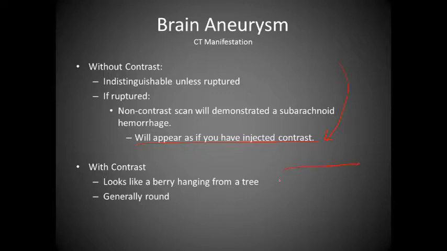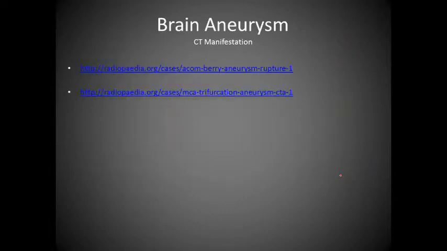With contrast, it can look like a berry hanging from a tree. It looks something like this, with a kind of ballooning out effect here and here. Generally, they're round in nature, and we'll see that as well. That's why they look like a berry. So let's look at brain aneurysms.